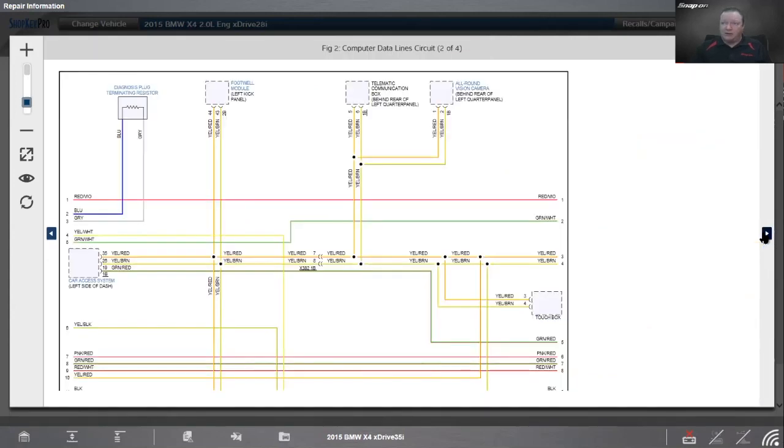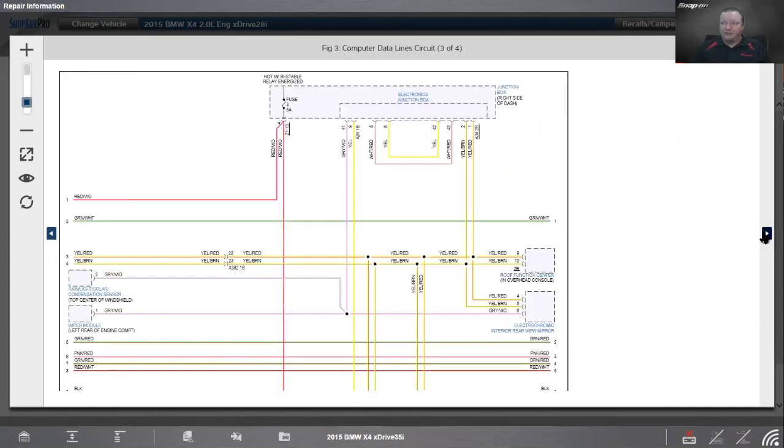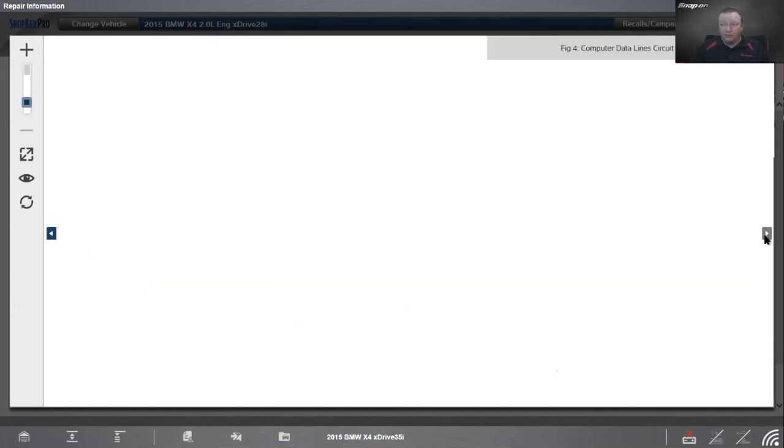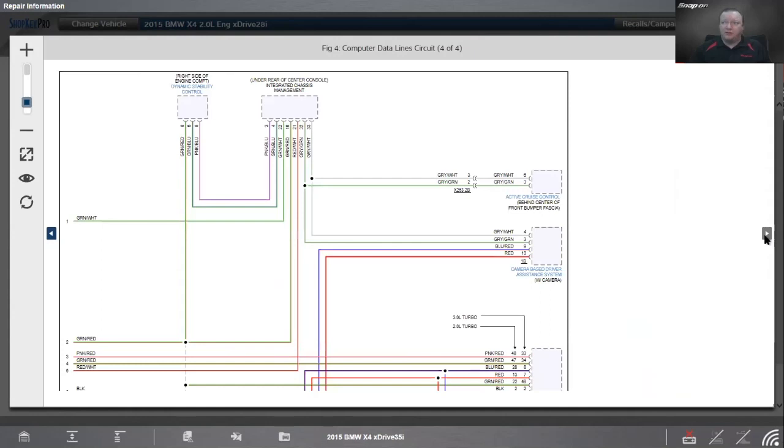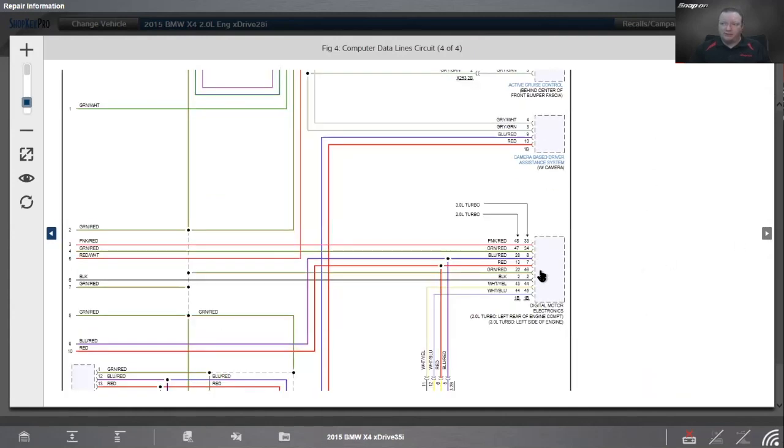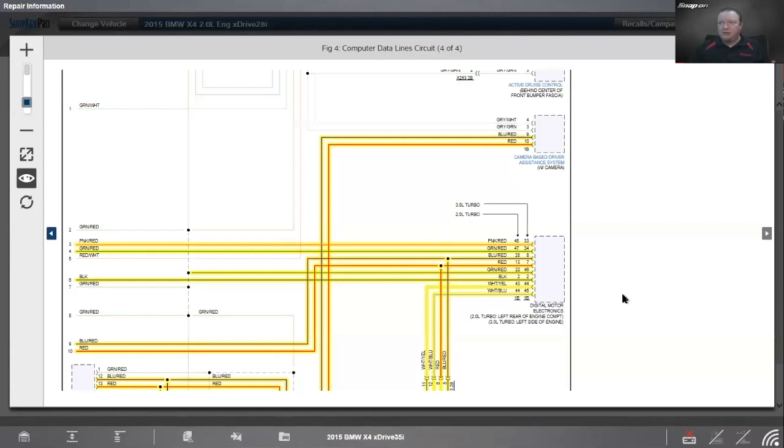And we can see how there are multiple modules on this vehicle, all with different variable networks. Some are single wire, most are dual wire at this point because it's just a lot faster. All right, let's see through here. So digital motor electronics, so that is the PCM. So as far as what's connected to the PCM, my camera has a line.